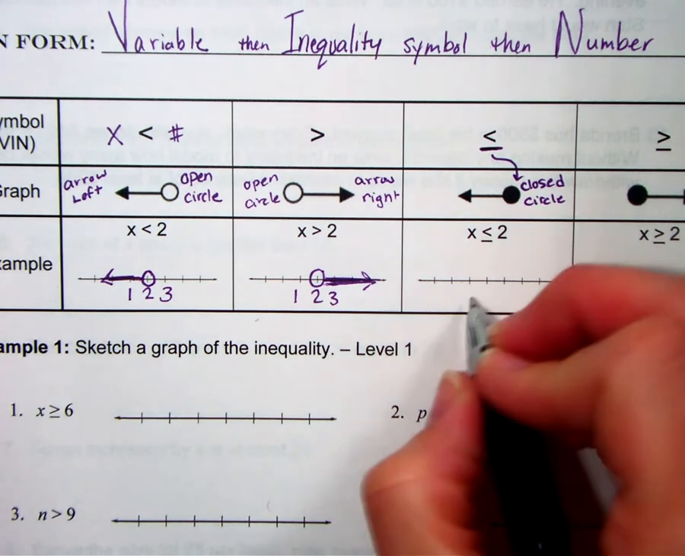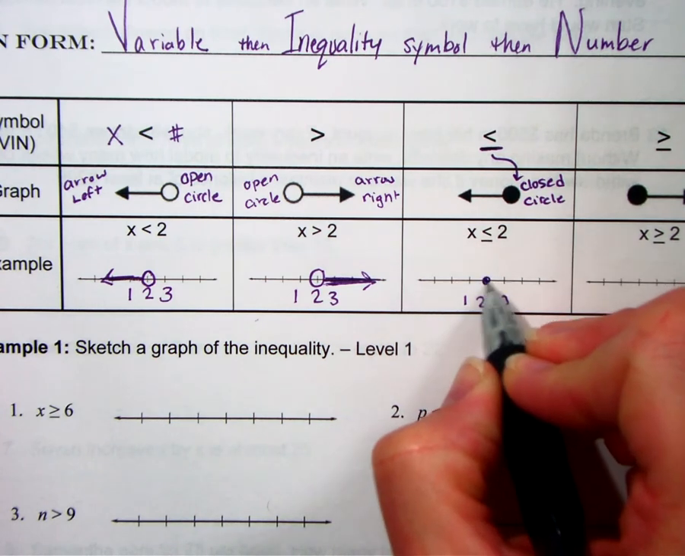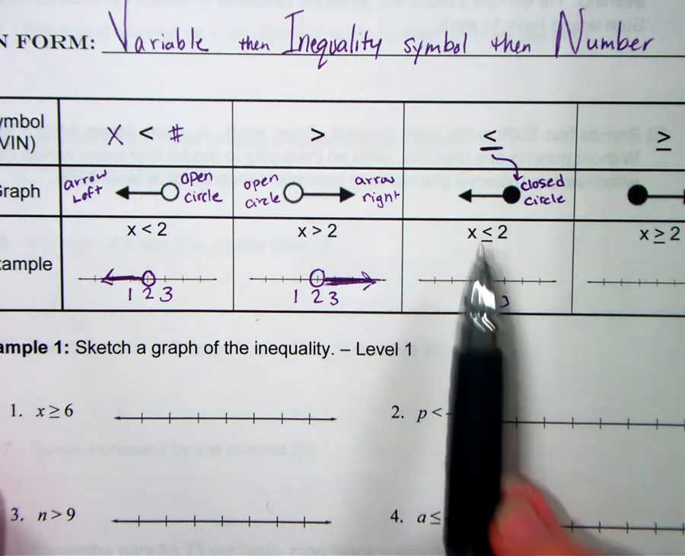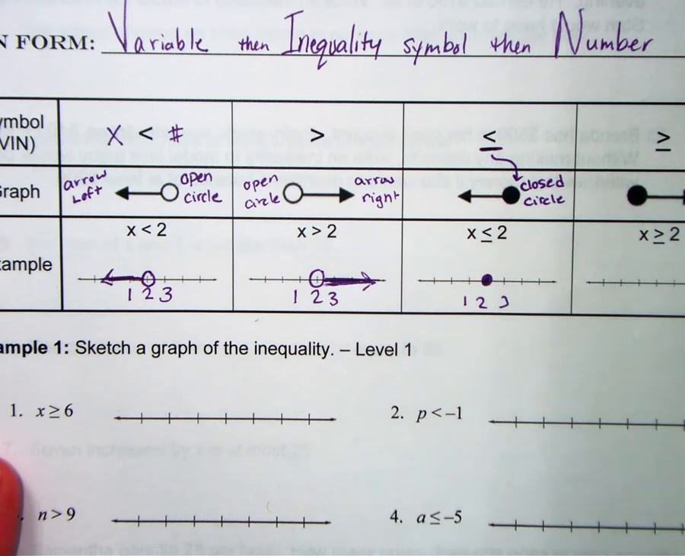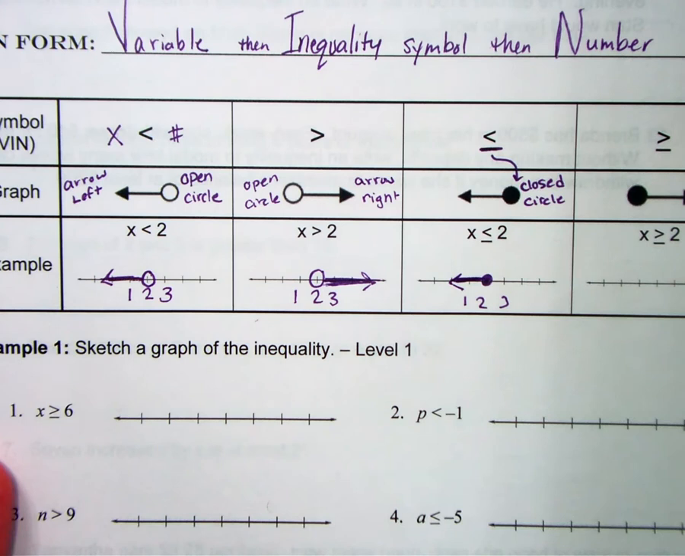Okay, so again, 1, 2, 3. This time I'm going to close in my circle because the number 2 would work. So if I said, give me an answer that works, 2, boom. 2 works. Okay, what about 3? Does 3 work? Well, look here, is 3 less than or equal to 2? Less than is still going to tell you to go to the left.